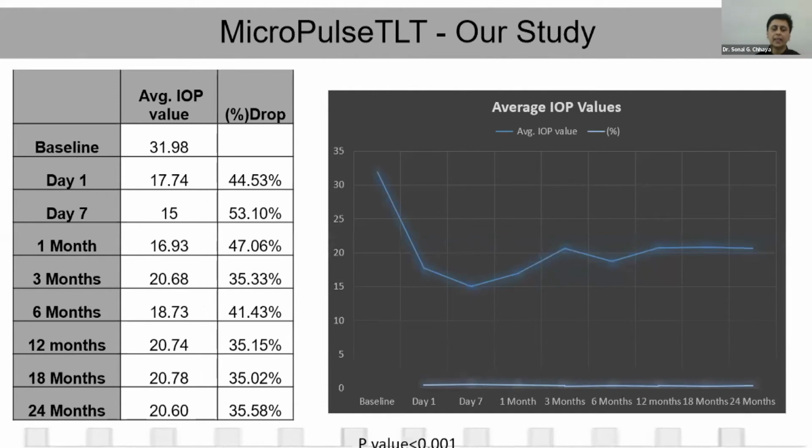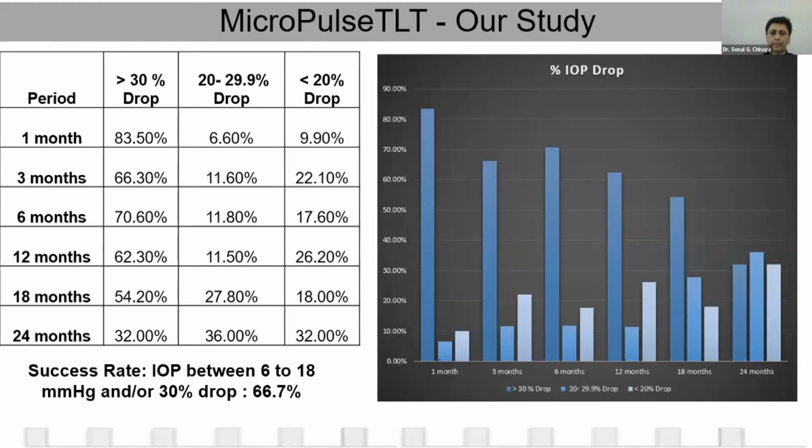On day 7, there was a maximal drop across the study at 53%. And at 6 months, the pressure drop was 41%. Then it plateaued at 35% from 12 months across 18 and 24 months. We also categorized the pressure drop into 3: greater than 30, 20 to 29.9, and less than 20%. At the first month, 83% had greater than 30% drop, and this value was 70% at 6 months. Thereafter, we saw 10% attrition across 6 months, that is 62% at 12 months and 54% at 18 months.